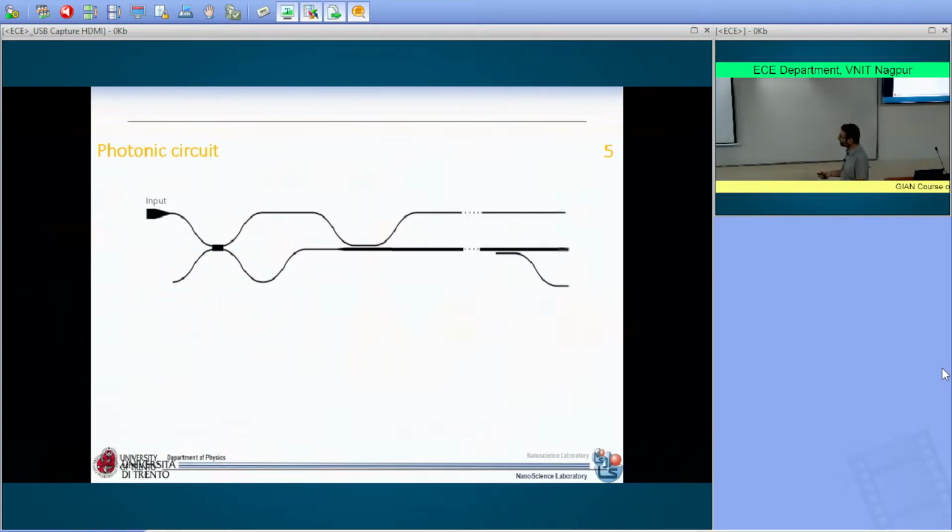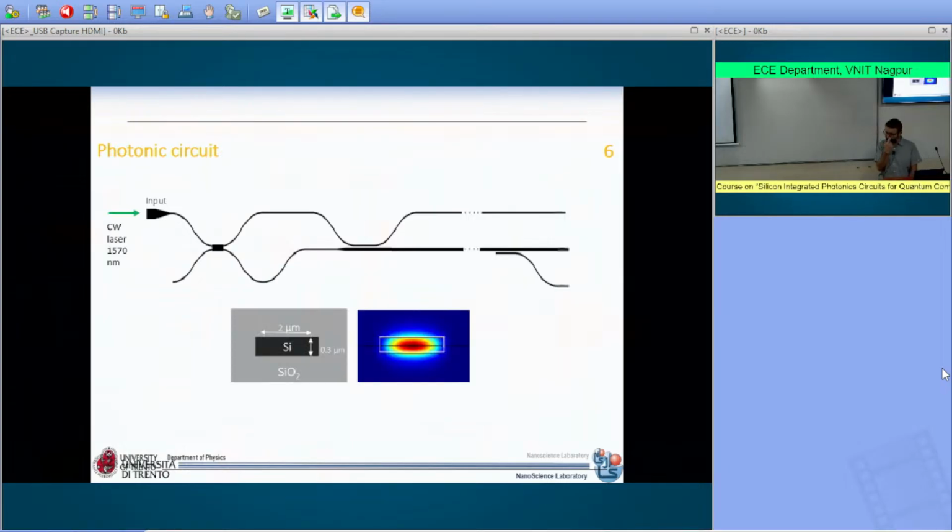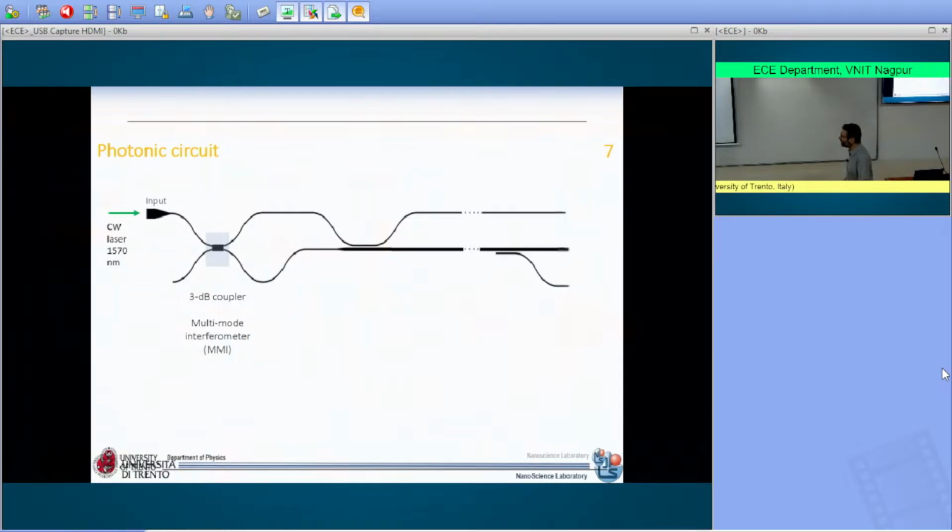Starting from the input, we have a grating coupler. Now you should know what a grating coupler is. We have a grating coupler through which we insert the pump photons. And this is the typical size of our waveguide in this example. Then here we have a 3 dB coupler, so a splitter. This is based on a multimode interferometer.